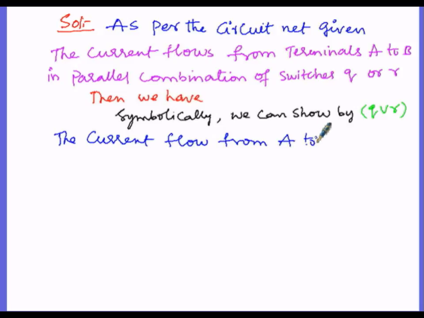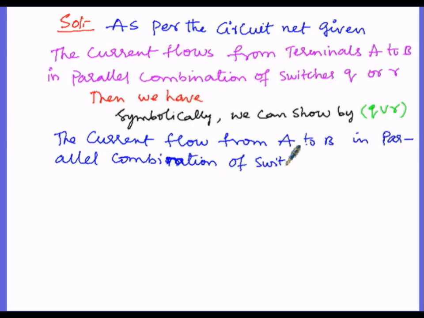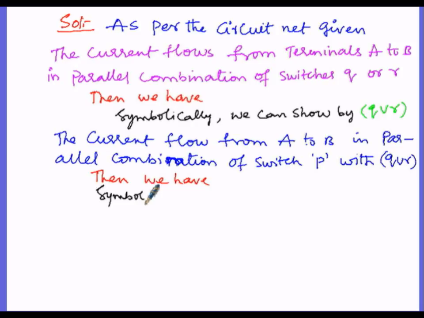Similarly the current flows from terminals A to B in parallel connection, or in other words in parallel combination of the switch P with the parallel combination of Q, R. So here it can be shown symbolically by P or (Q or R).